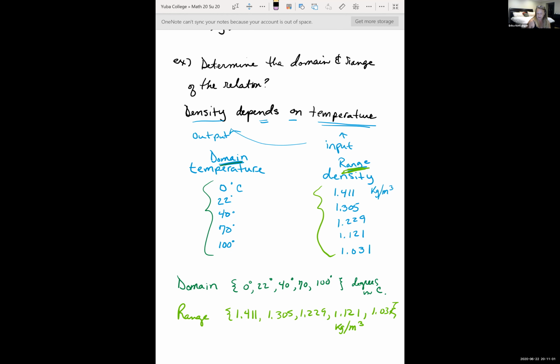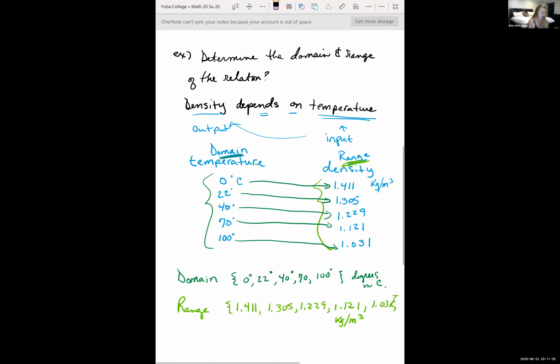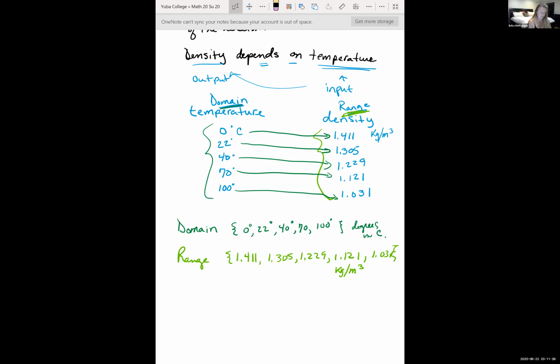If it asks for the mapping, basically how I set up this problem in general, it's easy to see the mapping. So basically, you're just mapping what 0 degrees gave us back. It was 1.411 kilograms per meter cubed. The 22 degrees, so basically just draw an arrow. So that would be what the mapping part would be saying.